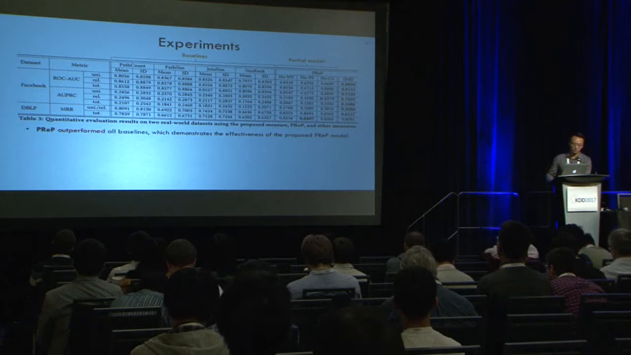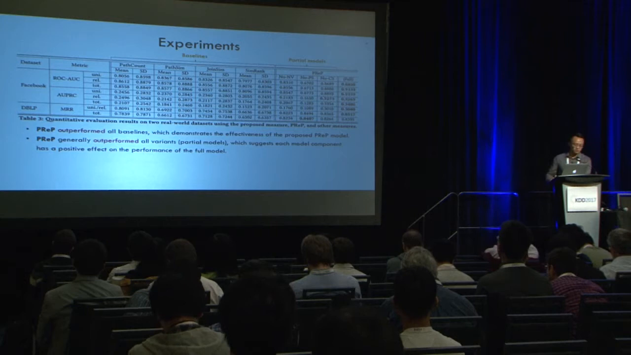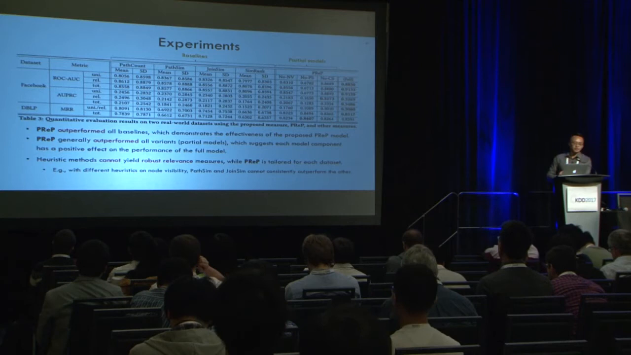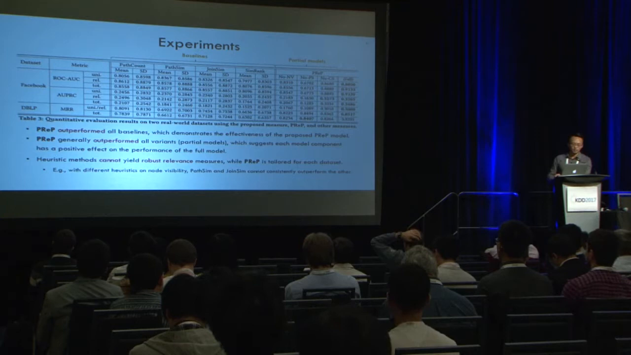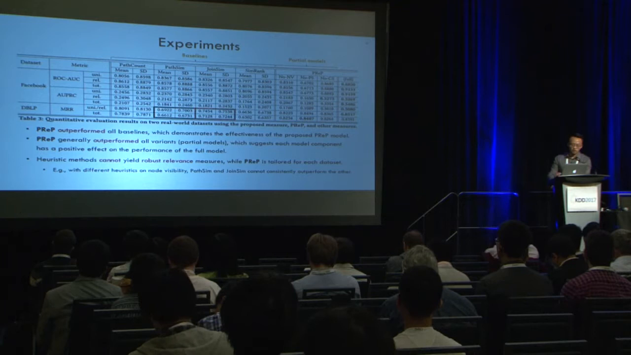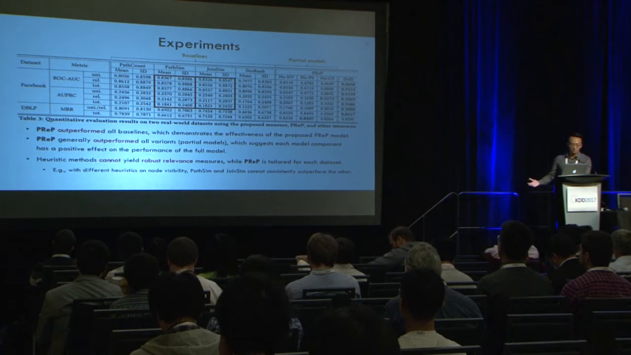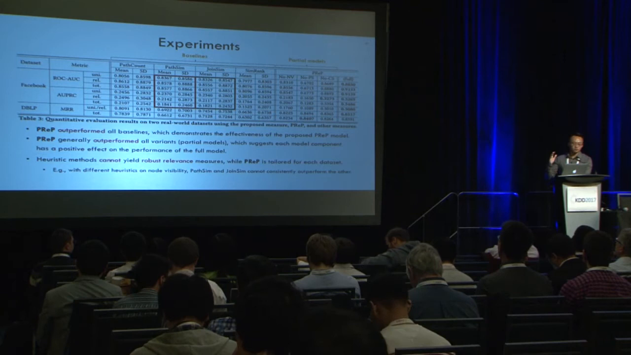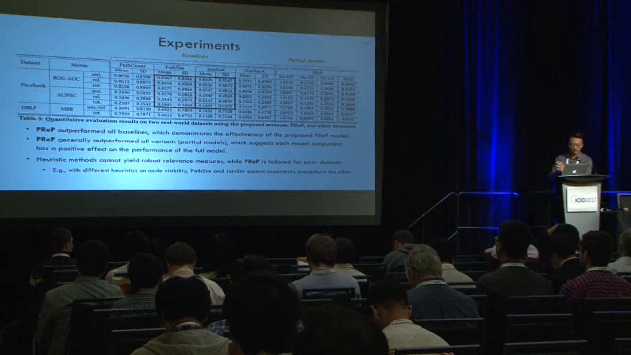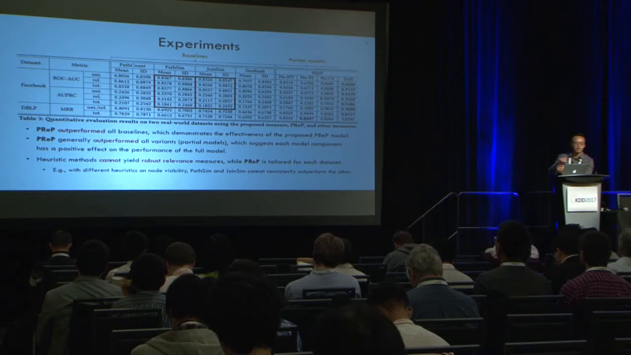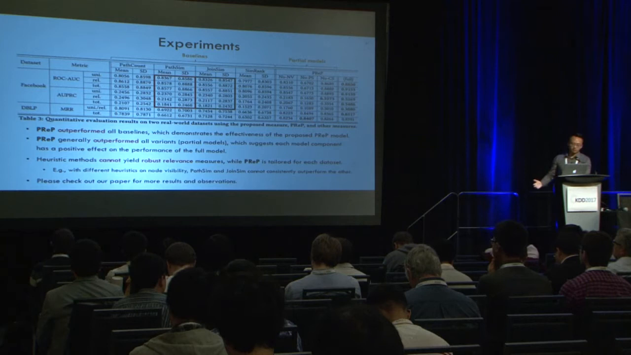And PrEP, generally speaking, outperformed all variants, which are the partial models, which suggests each model component actually has a positive effect on the performance of the overall full model. Beyond that, we can also see from this experiment that the heuristic methods cannot yield robust relevance measure, while our PrEP model is tailored for each data set. What we mean by this is that if you look at the result for DBLP, actually join sim performs better than path sim. However, on Facebook, path sim performs slightly better than join sim. Basically, remember that path sim and join sim use different heuristics to model node visibility. That is to say, if you just use one heuristic, you cannot yield a consistently good relevance measure. However, our PrEP model, since we fit the model to each data set, it can give us a consistently good relevance measure. And we actually have more results and observations, and please check out our paper for more details.